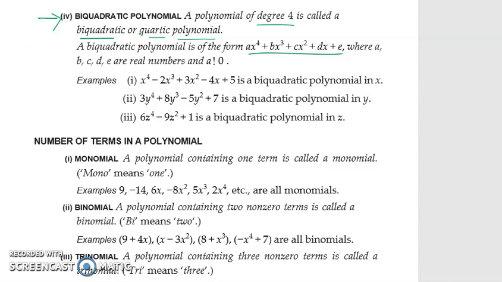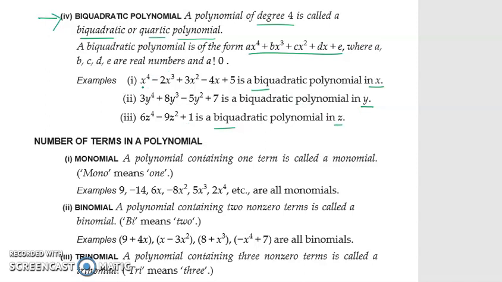A polynomial which has degree 4 is called a biquadratic polynomial, where a, b, c, d are real numbers. Example: x raised to the power 4 minus 2x cubed plus 3x squared minus 4x plus 5 is a biquadratic polynomial in x. 3y^4 plus 8y cubed minus 5y squared plus 7 is a biquadratic polynomial in y. 6z^4 minus 9z squared plus 1 is a biquadratic polynomial in z.